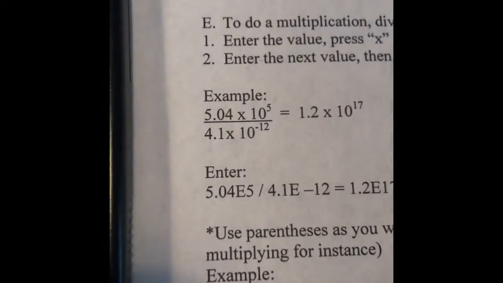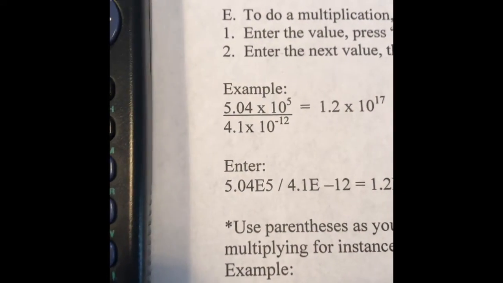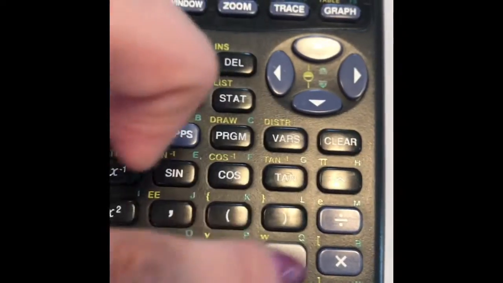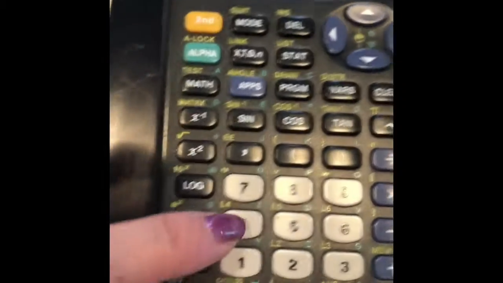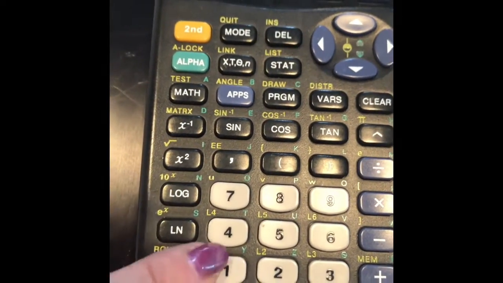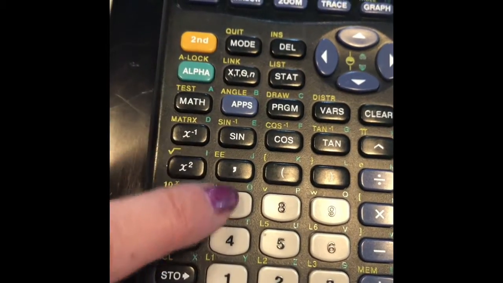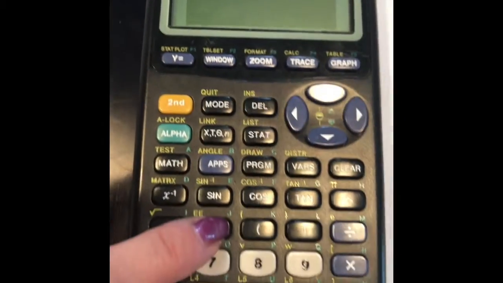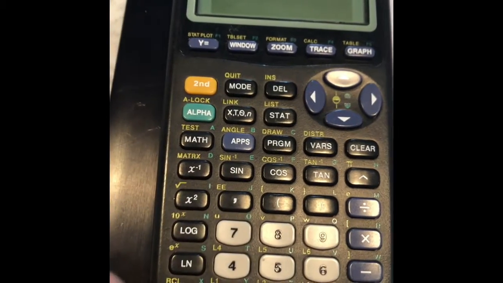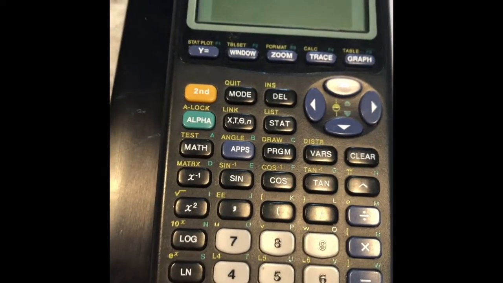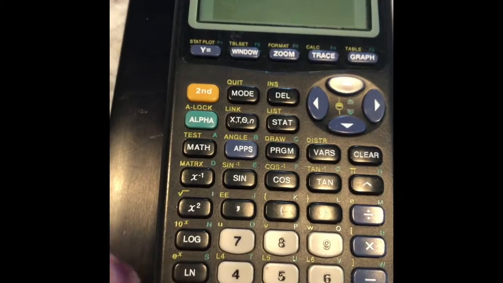Okay, in the problem we're going to divide by 4.1 times 10 to the negative 12. Hit divide. It's hard to do with my left hand. 4.1. Second comma gives you your E. And now the negative, make sure on your calculator you find the negative, not the minus button, or you'll get an error. Negative 12, that's a really small number.